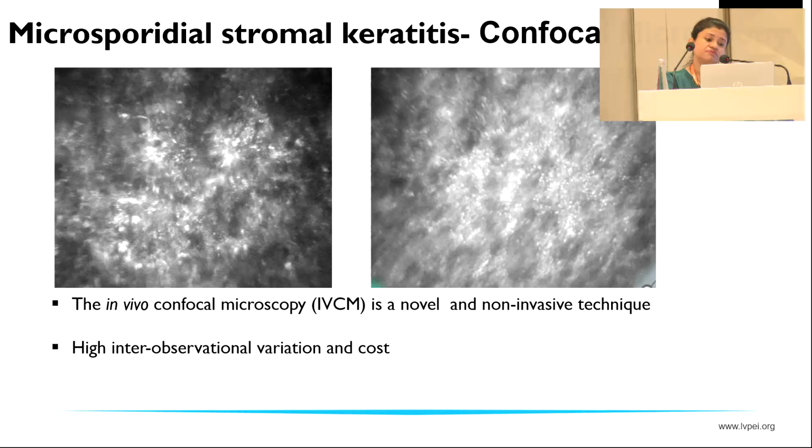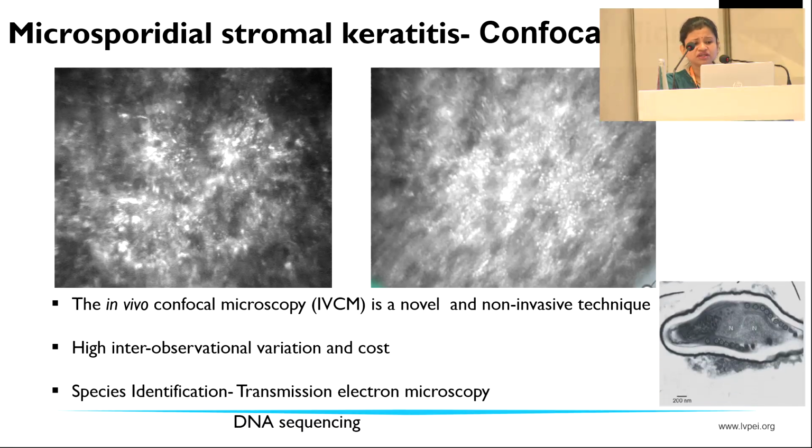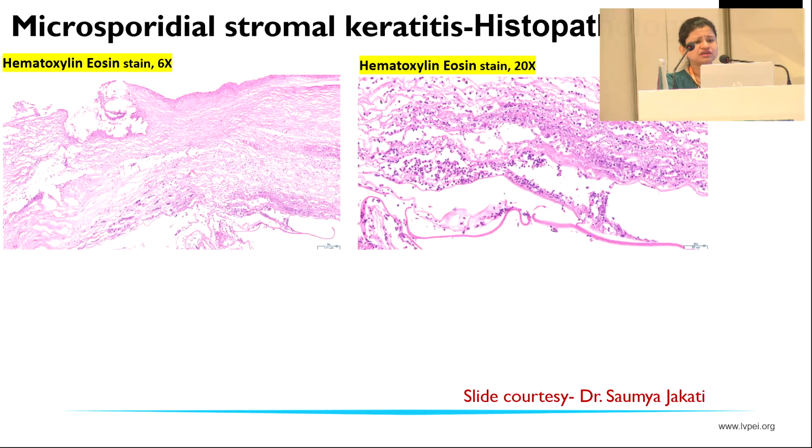As discussed, it has high inter-observer variation, and availability and cost have to be kept in mind. To have specific identification, TEM can be done, where you can see the number of coils, which determine the type of species, and the number of nuclei, and DNA sequencing.